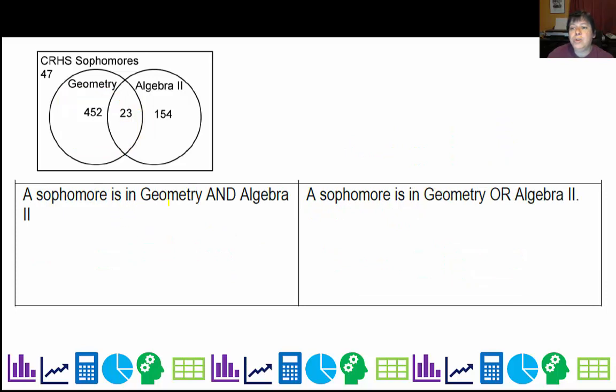Probability of sophomores in geometry and algebra 2. Well, only these 23 right here are in geometry and algebra 2. So 23 out of 676, or about 3.4%.